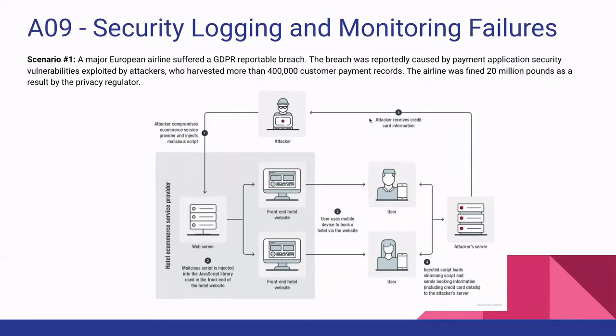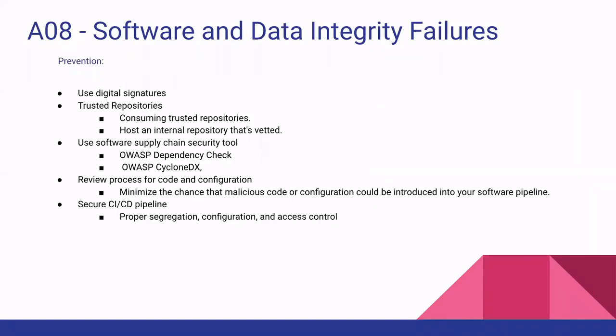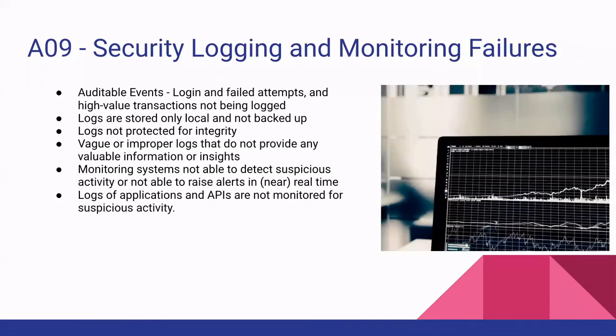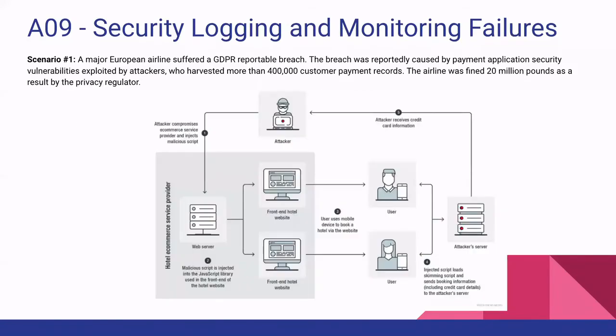This is a popular example. Just look for Magecart. Magecart is a group, and what they do is similar to what we saw with software and data integrity, like supply chain attacks. Ideally, they compromise any third party libraries that a particular application is using. A major European airline suffered a GDPR reportable breach.